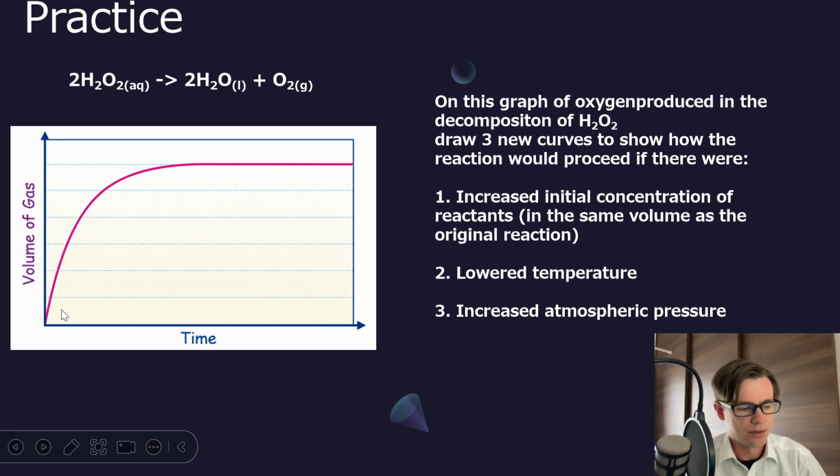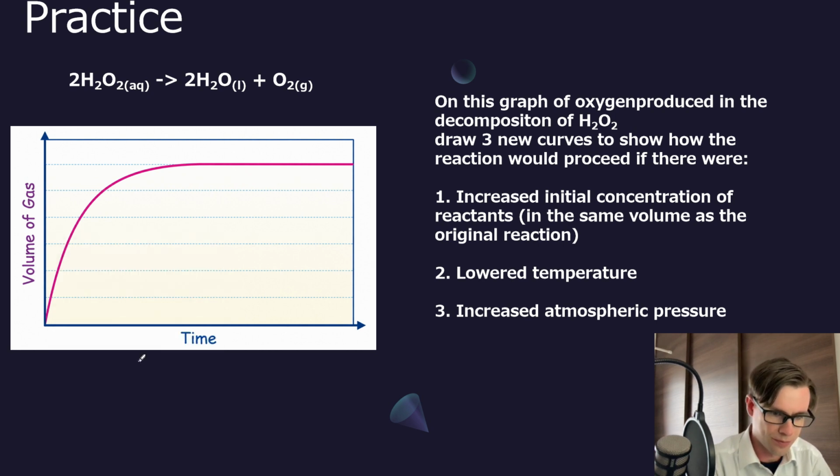And over time, it levels off until the reaction is finished, about halfway through that time there. So in this graph of oxygen produced in the decomposition of H2O2, draw three new curves to show how the reaction would proceed if there were some different things. So first, increase initial concentration of reactants in the same volume as the original reaction. Second, lowered the temperature. And third, increased atmospheric pressure.